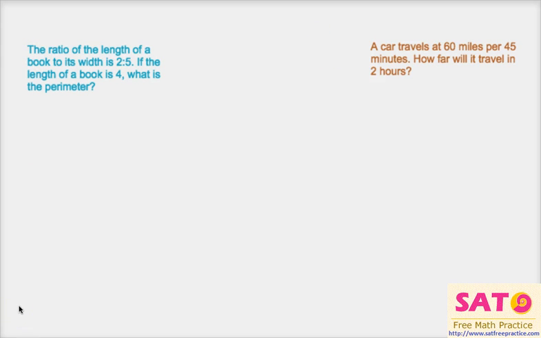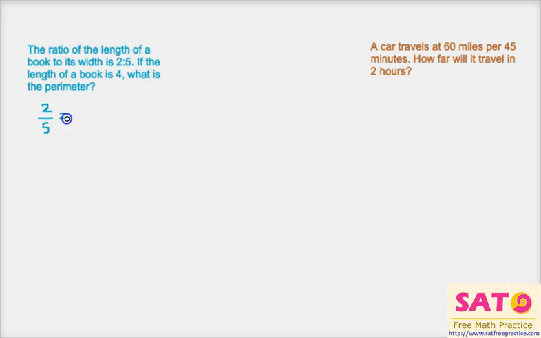The ratio of the length of a book to its width is 2 to 5. If the length of a book is 4, what is the perimeter? So we can take this and see the first ratio is 2 to 5 from length to width. So we can write this as a ratio immediately. So our first ratio would be 2 over 5. And we want to set a proportion to solve for the missing length or width.